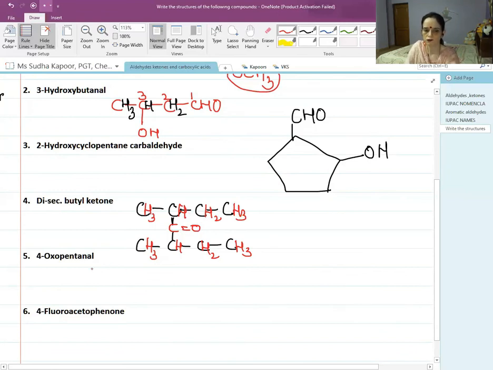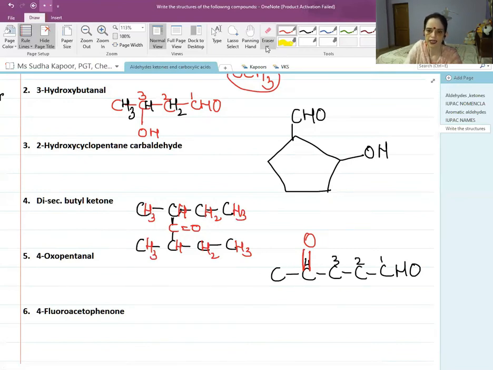Okay, now the fifth one, 4-oxopentanal. Oxo is the name used for ketones when we are not using it as the main functional group. So 4-oxopentanal. Pentanal is how many carbons? 5 carbons: 1, 2, 3, 4, and 5. This is the pentanal. And on the fourth position, you have to place a double bond O. So it becomes 4-oxopentanal. So complete H at all the places.